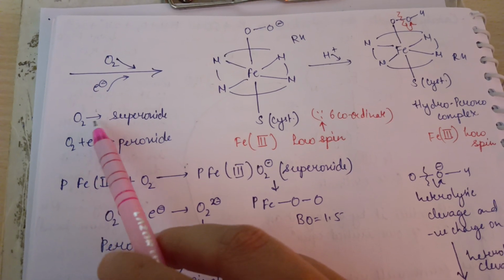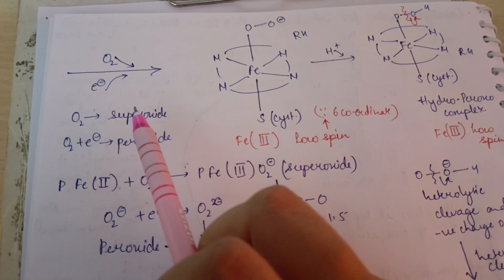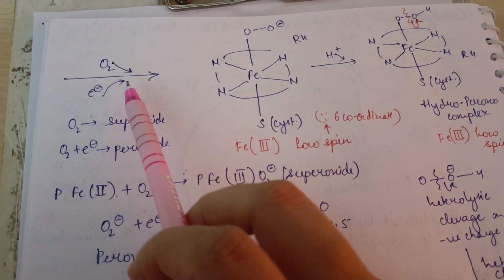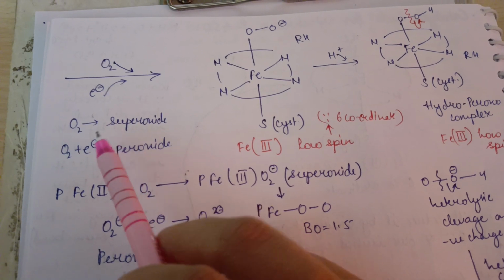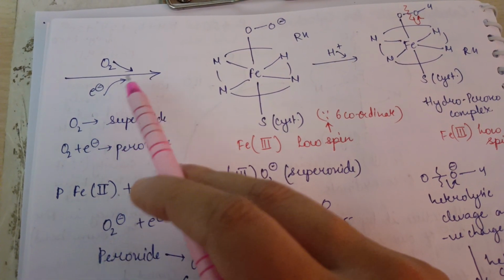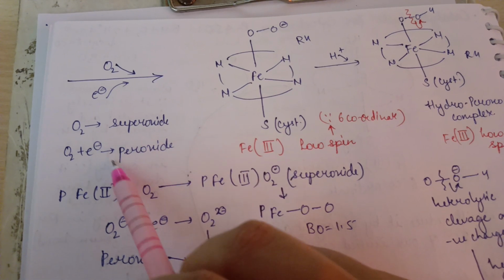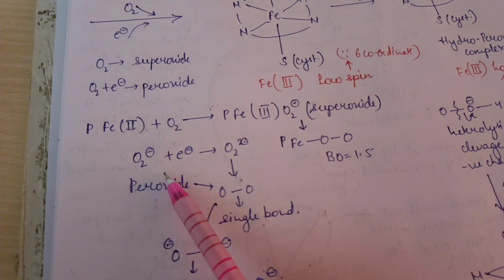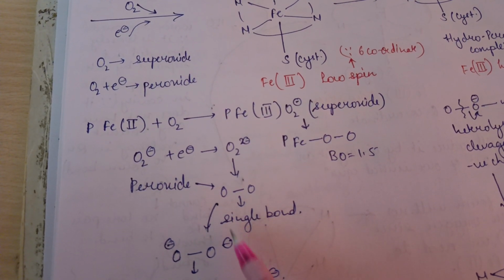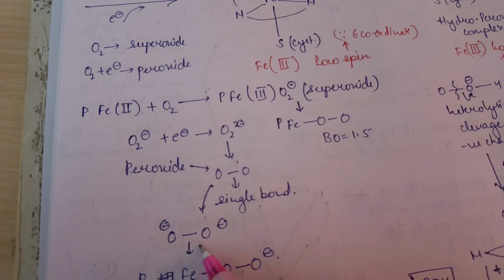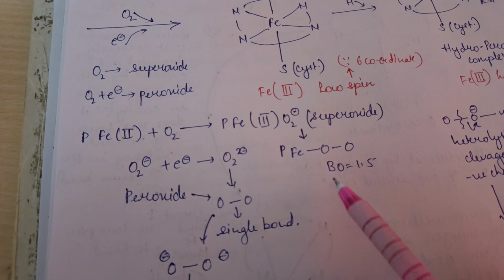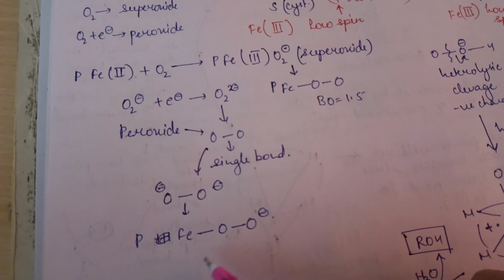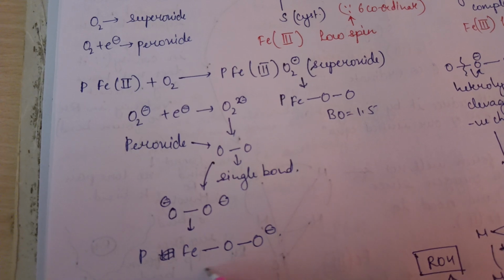Now that the iron is in +2 oxidation state, we know that it can bind with oxygen. So here we are introducing O2, but that would be in the superoxide form, and we are introducing 1 more electron to make it the peroxide form, as we can see here. O2 minus plus 1 electron will give O2 2 minus. So it will be a single bond in peroxide, whereas in superoxide the bond order would be 1.5. Now we need it in the peroxide form, okay, so that we get this form of structure.